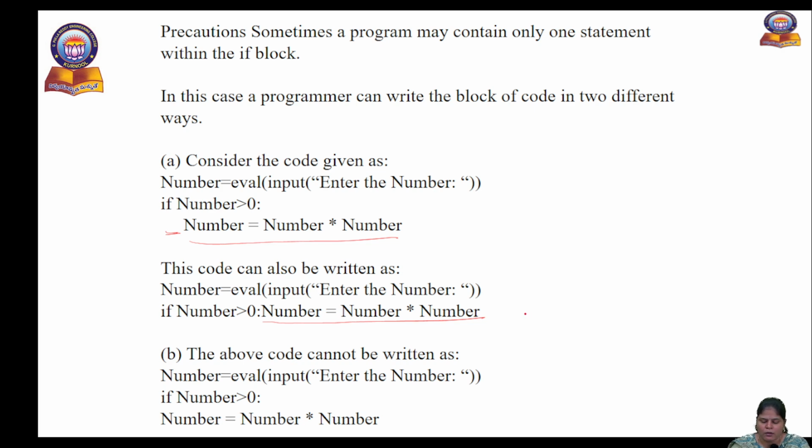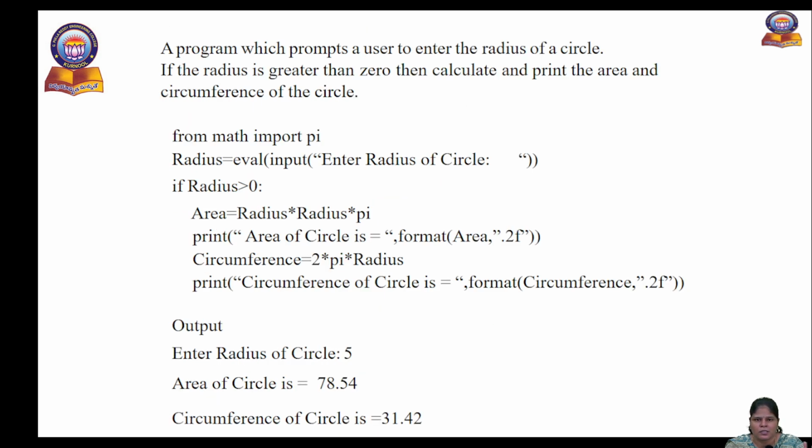But if you write the statement on the next line without following indentation, then this is the wrong way. If you are writing that single statement on the next line, you have to follow the indentation. If you are writing it after the colon, there is no need to follow any indentation; you can just write it as it is. This is the precaution the programmer has to follow when the if block has only one statement, right?